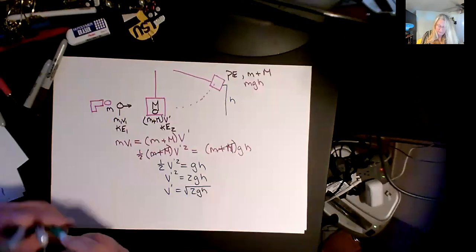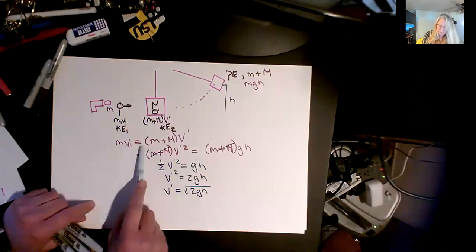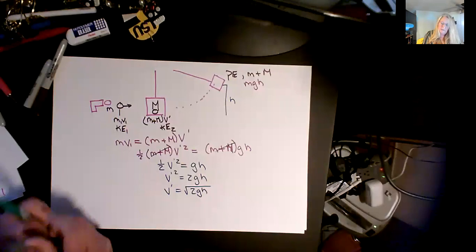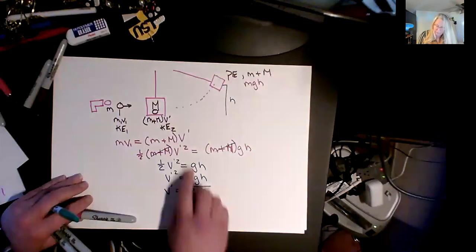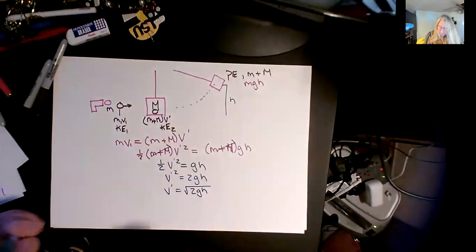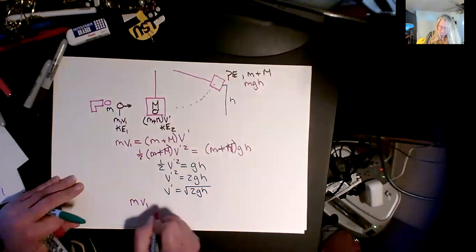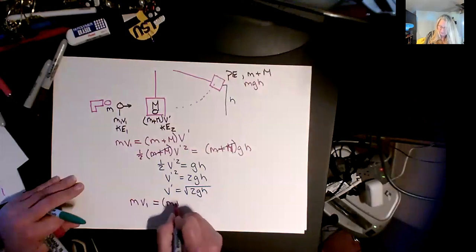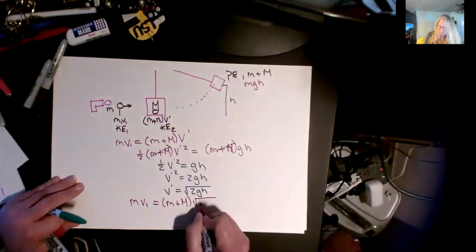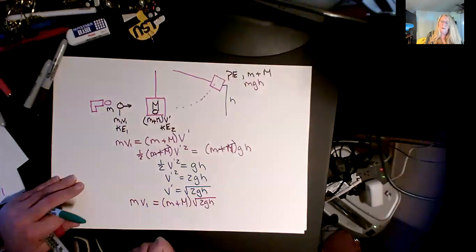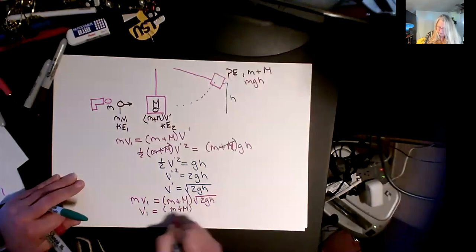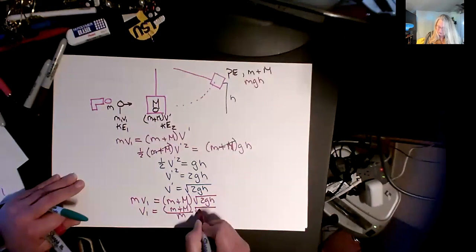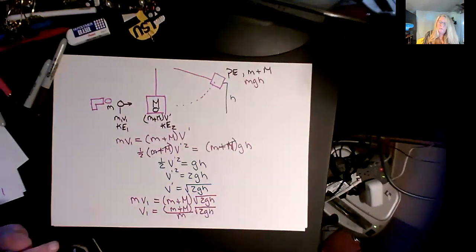So when I look over here, if I wanted to solve for, say, the initial velocity of the ball, one of the things I can do, if this is a measured height, is put the square root in here. So I can say mass 1 times velocity 1 equals (little m plus big M) times the square root of 2 times gravity times height. And I can go even further. If this is the thing I want to solve for, V1 equals (little mass plus big mass) divided by little mass, times the square root of 2gh. That's one thing I could do.